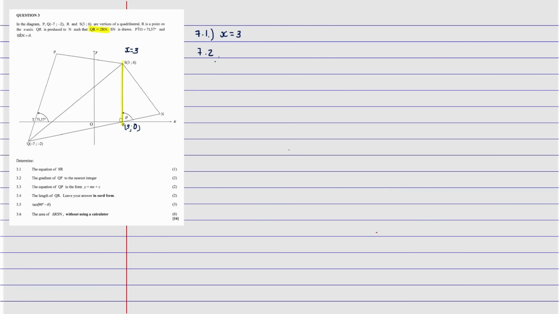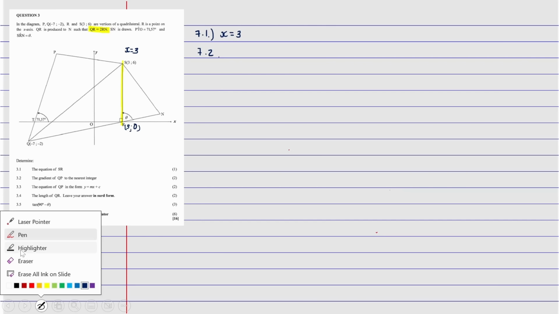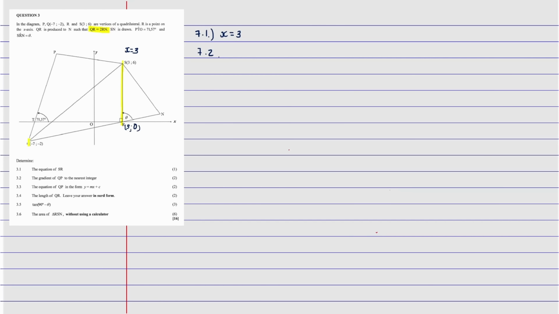Then 7.2, it says we need to determine the gradient of QP, right? So where's QP? Q is here and P is there, right? We need to determine the gradient. What do we see? We see the fact that they gave us the angle of inclination, right? So we're going to use this relationship, which is tan theta is equal to the gradient.